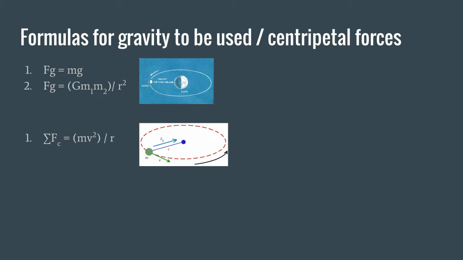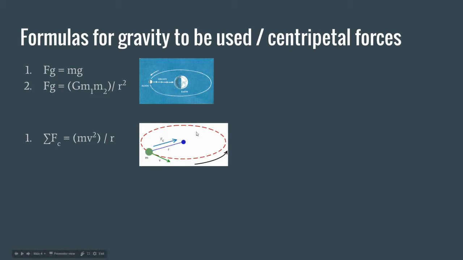Alright, the second thing we want to review are the formulas for gravity to be used in this problem and centripetal forces in general. Based on these two pictures, you can clearly see that if you have an orbiting body, such as the moon around the Earth, there's an equal and opposite vector direction gravitational force between the moon and the Earth. So the moon pulls on the Earth with a gravitational force, and the Earth pulls on the moon with a gravitational force. And this is what causes the tides on the Earth, the moon's gravitational force pulling on it.